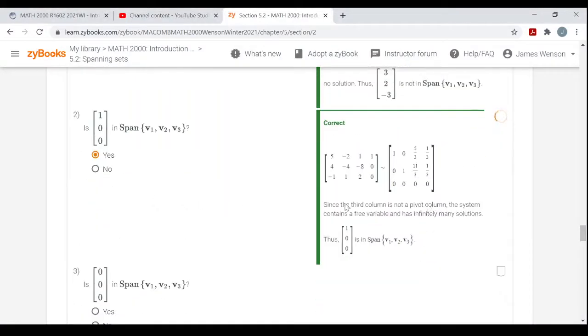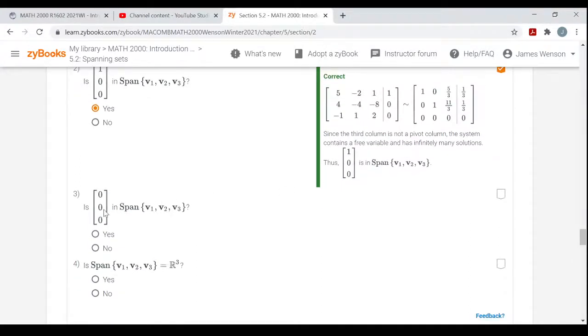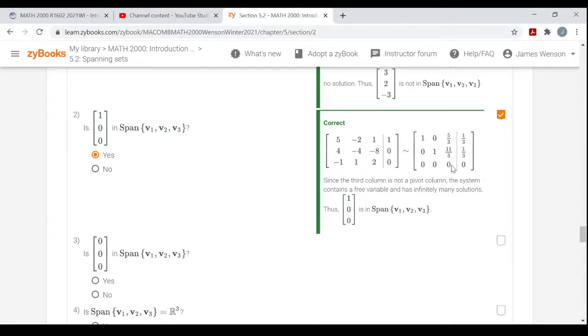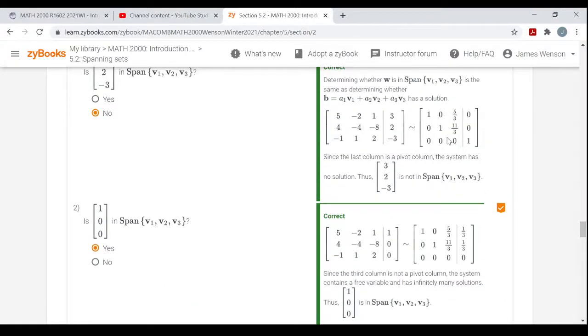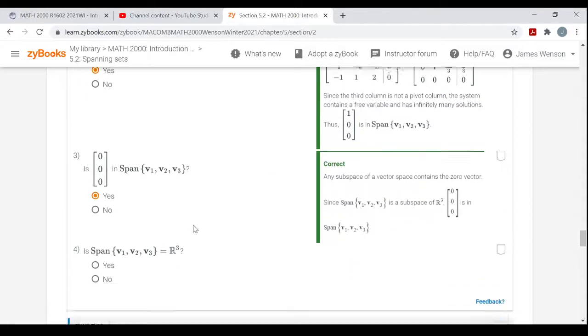Again, they talk about the system having infinitely many solutions, as I said. Is 0, 0, 0 in the span? Absolutely. Because if you put 0, 0, 0 on this right side, the last row would be full of zeros. I promise you. Because again, this left side, the coefficient matrix in reduced echelon form, is not going to change. See, that's the same up here. It's the same here. So yes, it will be.